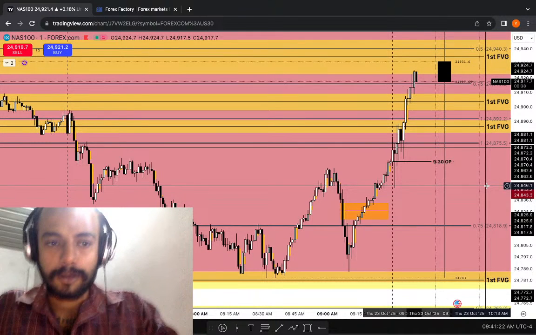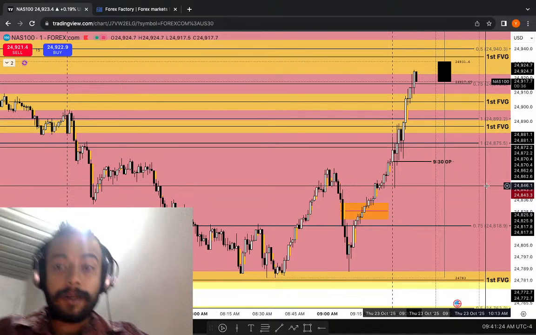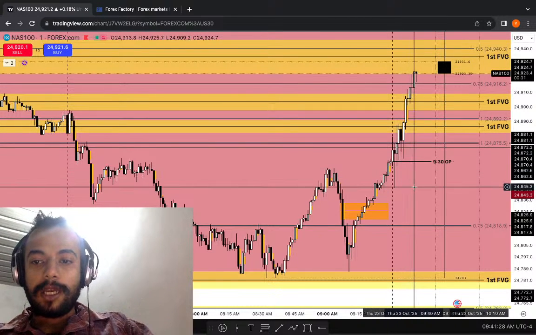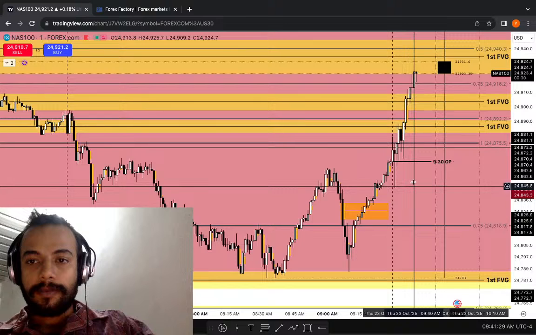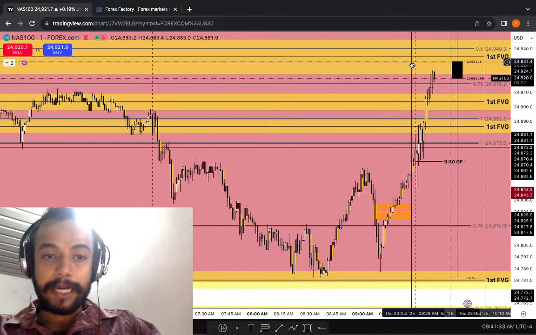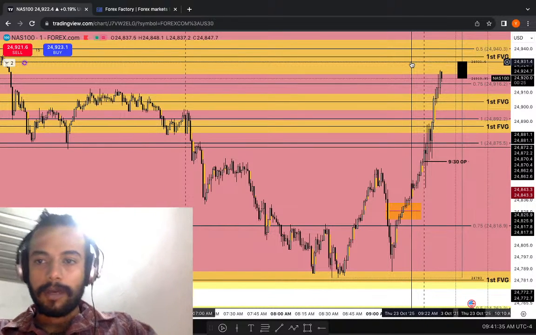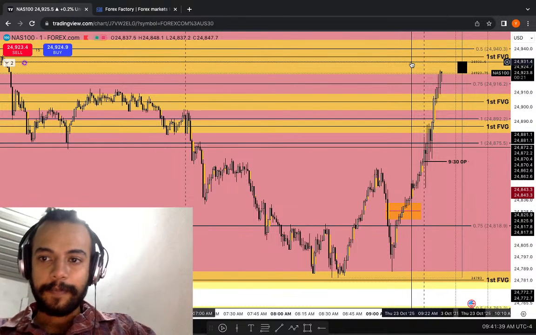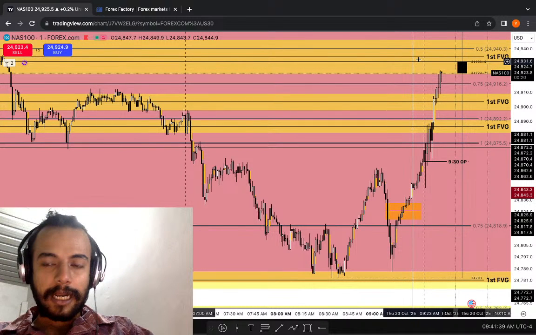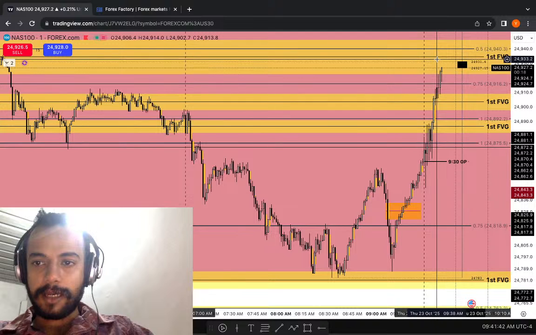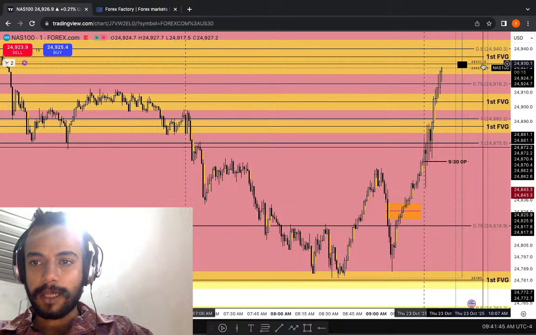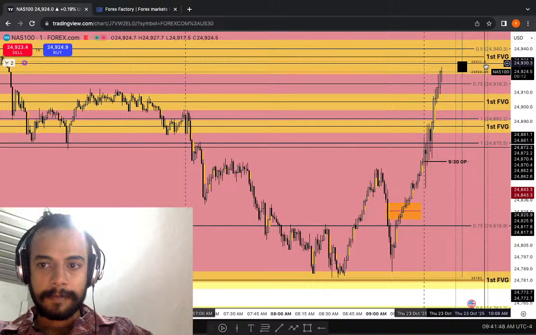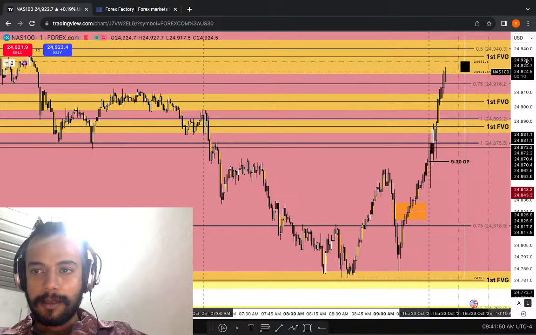So right now we are trading above the 9:30 opening price. Okay, we are not trading below the 9:30 opening, but still on Nasdaq we are trading below the midnight opening, which is the midnight at 12. That candle opening price is right here, which is 24,931.6. So it would be interesting to see.